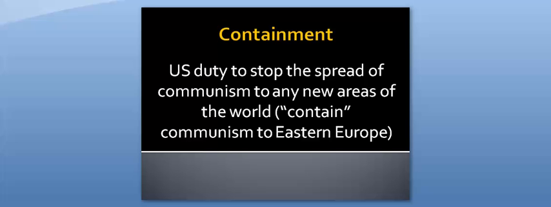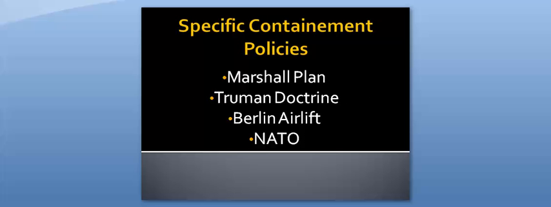Under the idea of containment, the U.S. accepted that Eastern Europe was already lost to communism. They determined that it was their duty to stop the spread of communism to the rest of the world, or in other words, to contain communism in Eastern Europe. This foreign policy plan was a big idea.